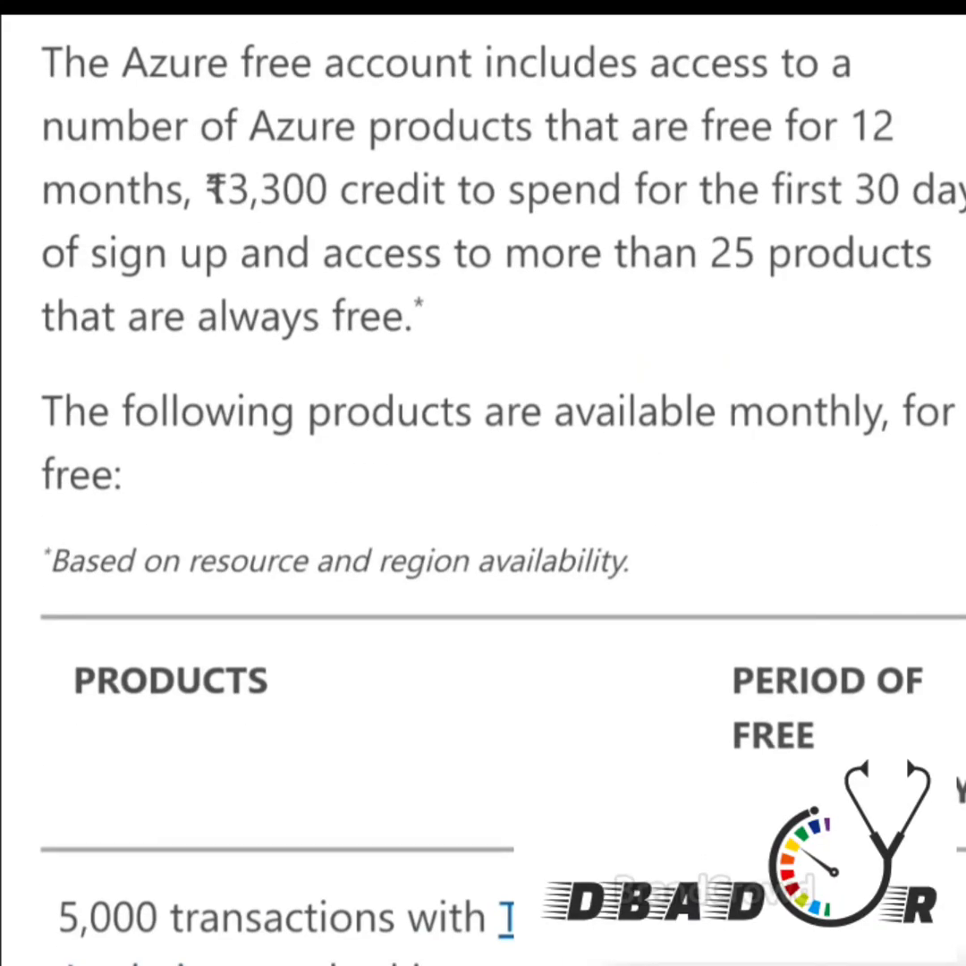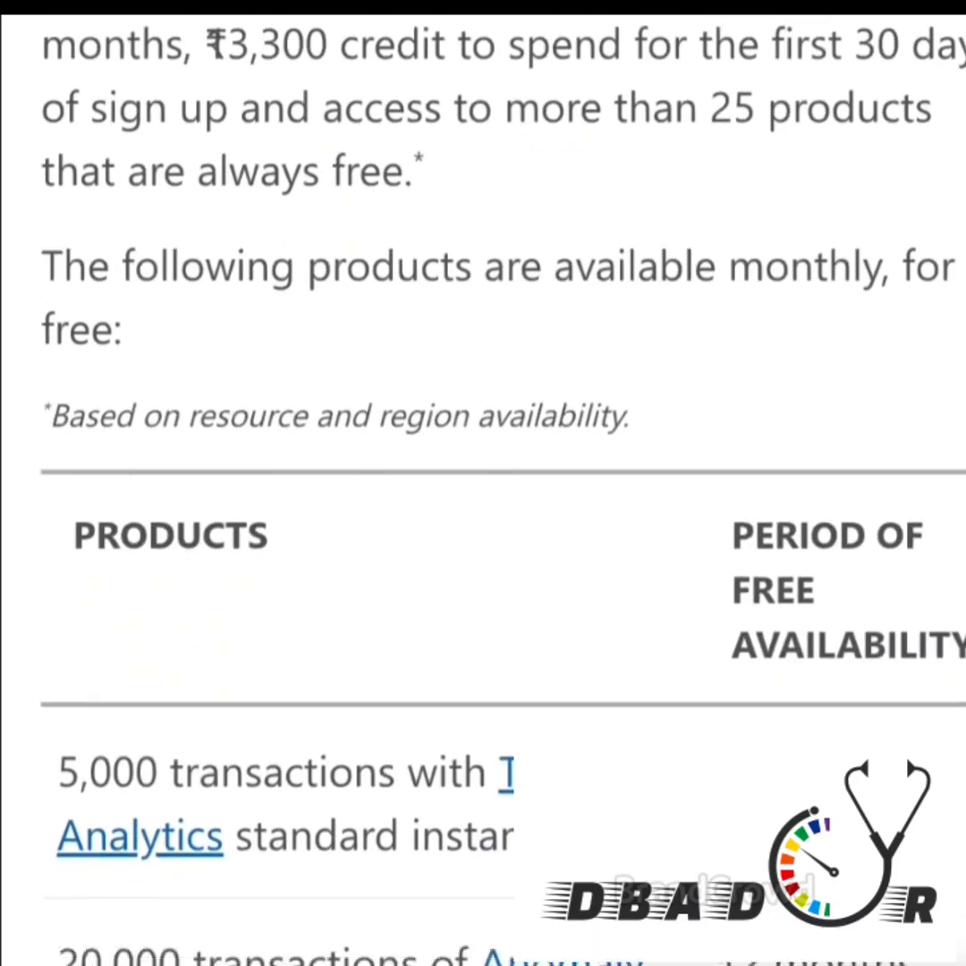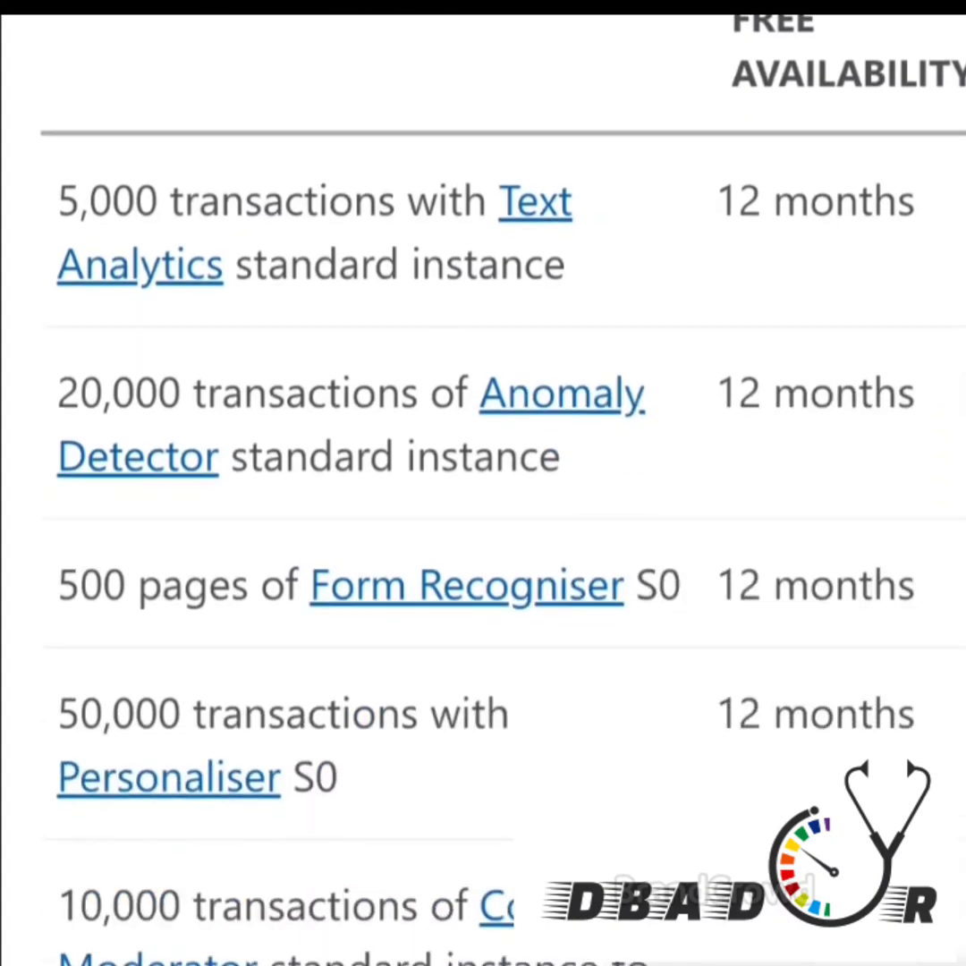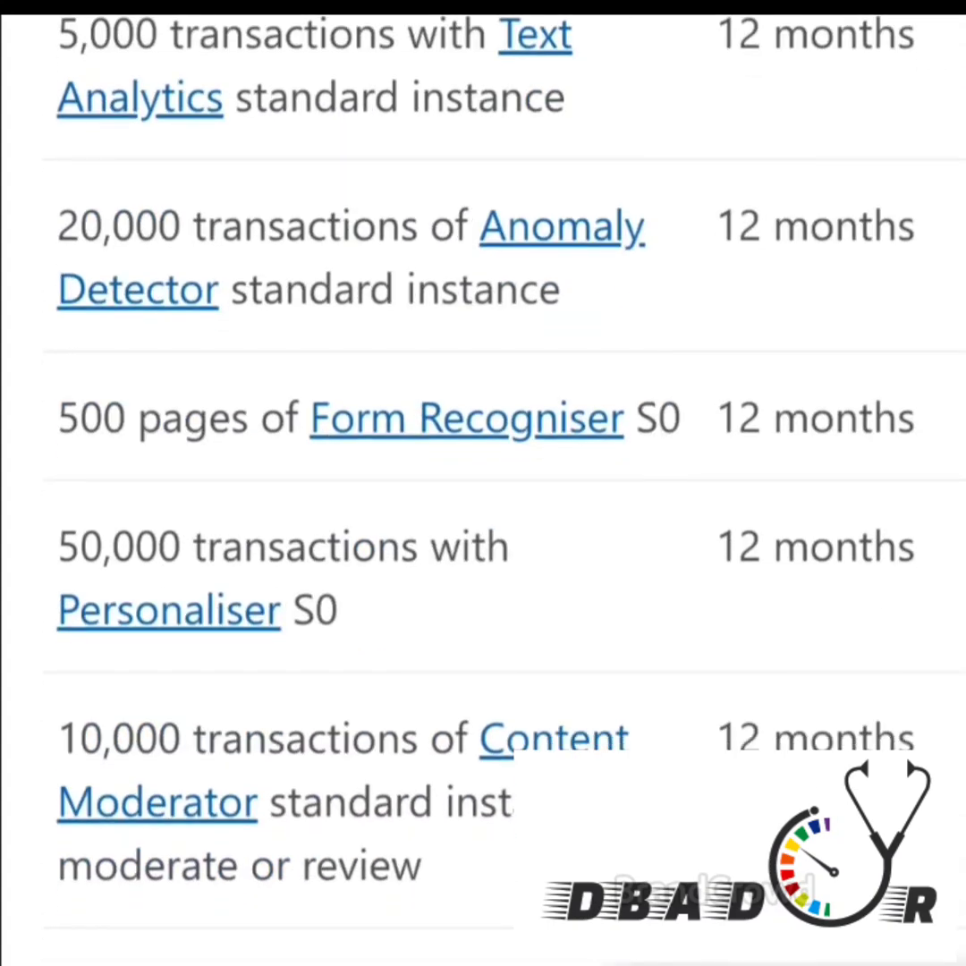Guys, today we are going to explain what Azure Free Services are and how to avail them. An Azure Free account includes access to a number of Azure products that are free for 12 months. Azure will credit you 3300 to spend for the first 30 days. Once you sign up, you get access to more than 25 products that are always free. The following products are always free monthly.